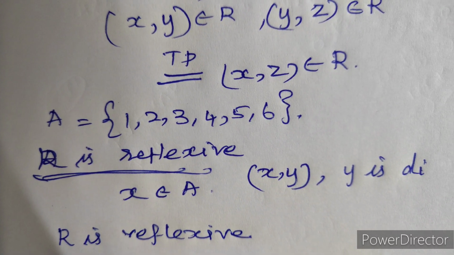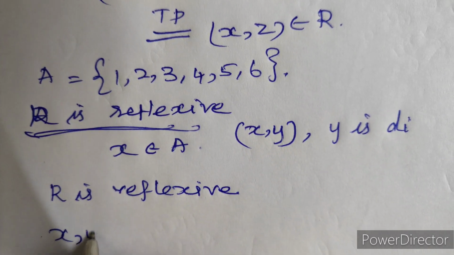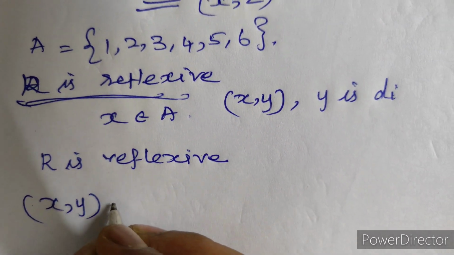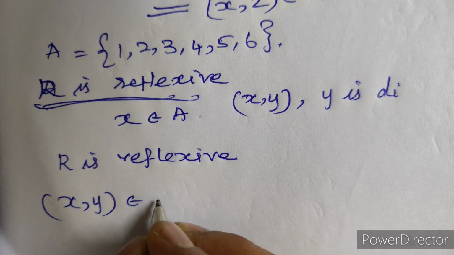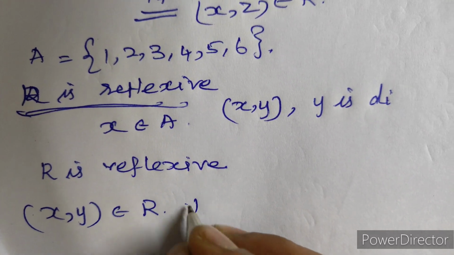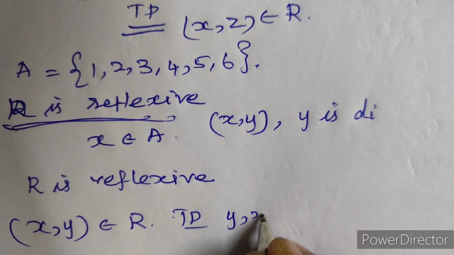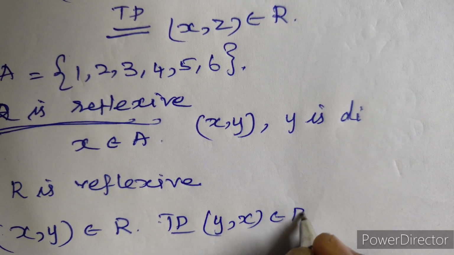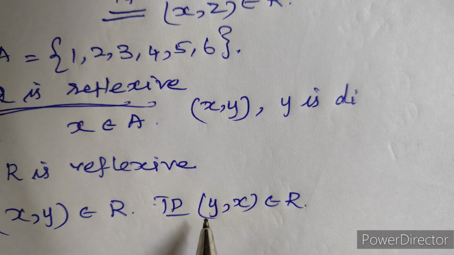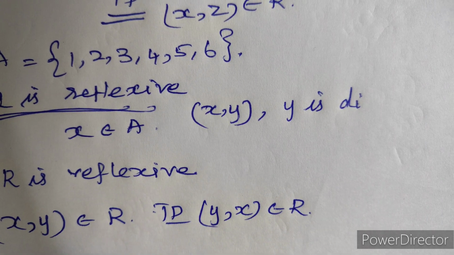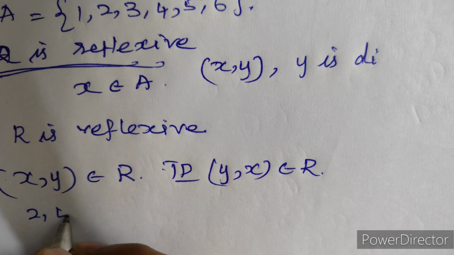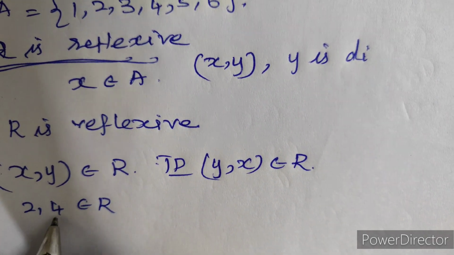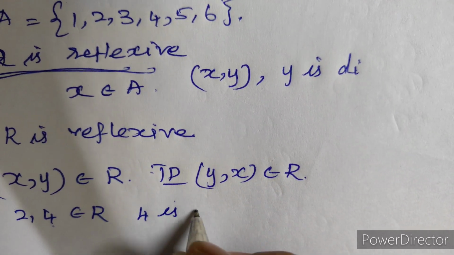Next, we are going to show symmetric. (x, y) belongs to R, and to prove (y, x) belongs to R, I have to take any two elements. That is, (2, 4) belongs to R, because 4 is divisible by 2.